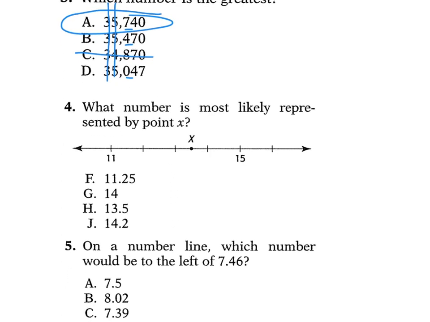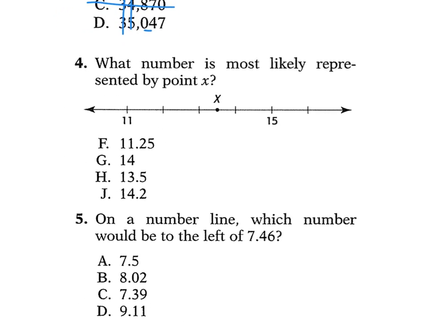Number 4, what number is most likely represented by point X? So here, we have 11 and 15 on our number line. If we go from 11, this one's probably 12, this one's 13, this is 14, and that's 15. So we said this was 13, this is 14. So X is going to be somewhere in between 13 and 14. So it's not 11.25, it's not 14. It could be 13.5, but it's not going to be more than 14, so it's not going to be J. So H is our answer here.